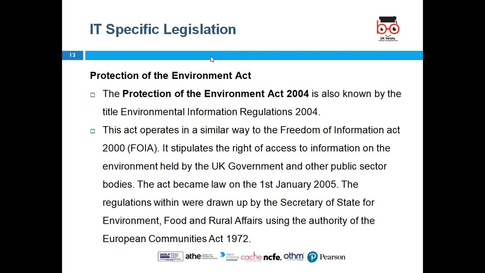Protection of Environment Act is also known by the title Environmental Information Regulations. This act operates in a similar way to the Freedom of Information Act. It stipulates the right of access to information on the environment held by the UK government and other public sector bodies. The act became law on the 1st of January 2005. The regulations were drawn up by the Secretary of State for the Environment, Food, and Rural Affairs using the authority of the European Communities Act 1972.